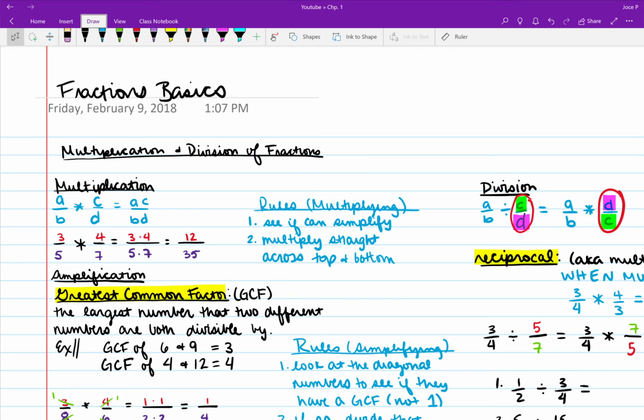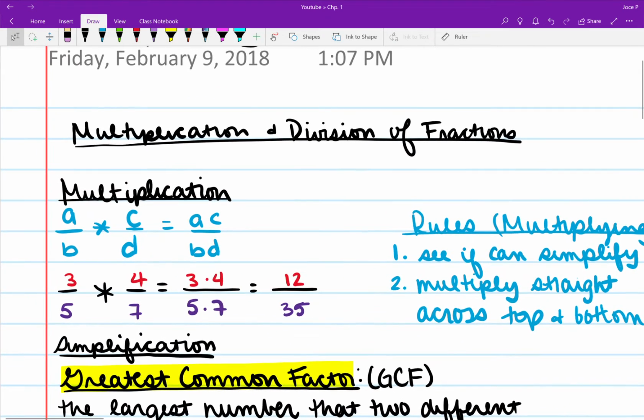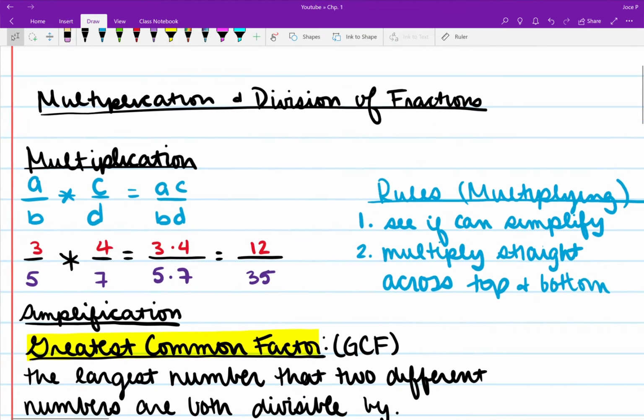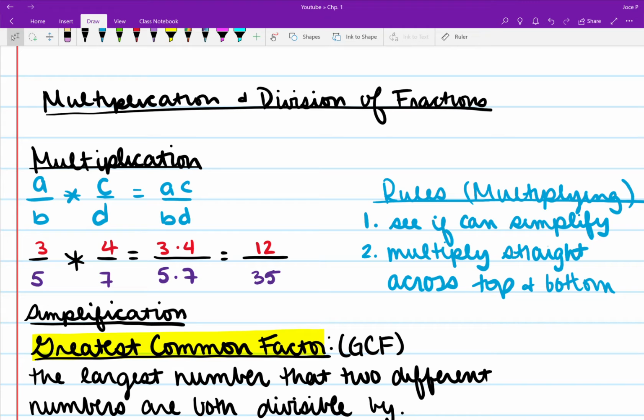Everybody, today we're going to be learning about fractions basics. First, we're going to do specifically the multiplication and division of fractions. First, multiplication. I wrote out this little theoretical for you where a over b is multiplied by c over d. We're going to get ac over bd.